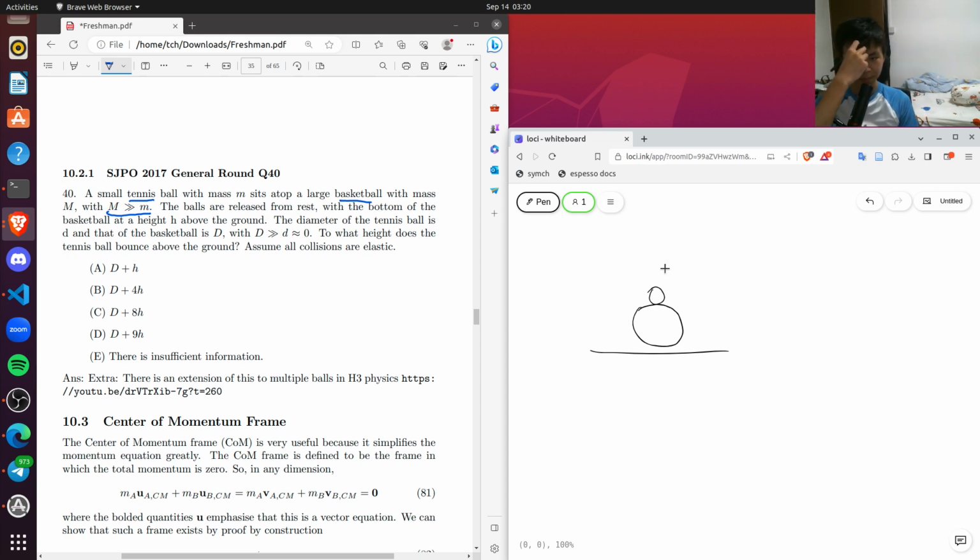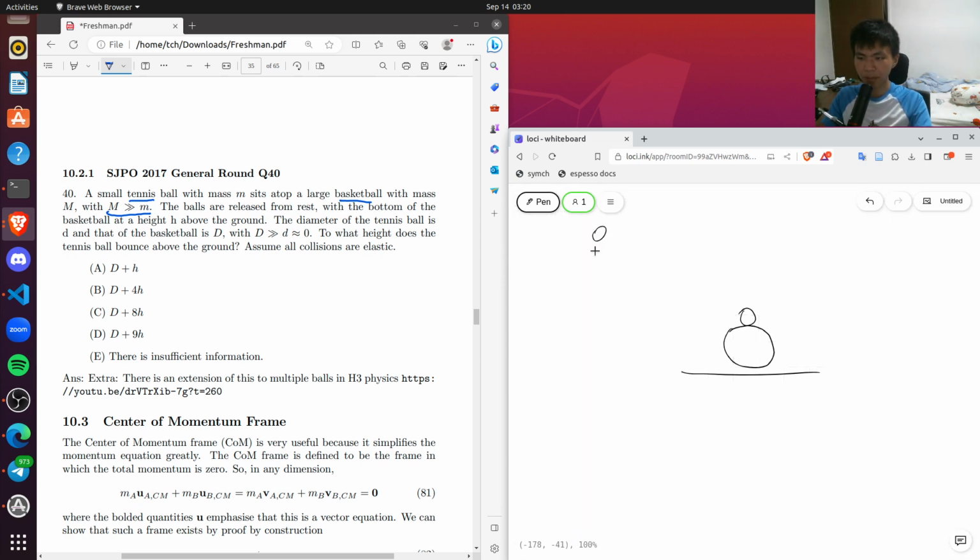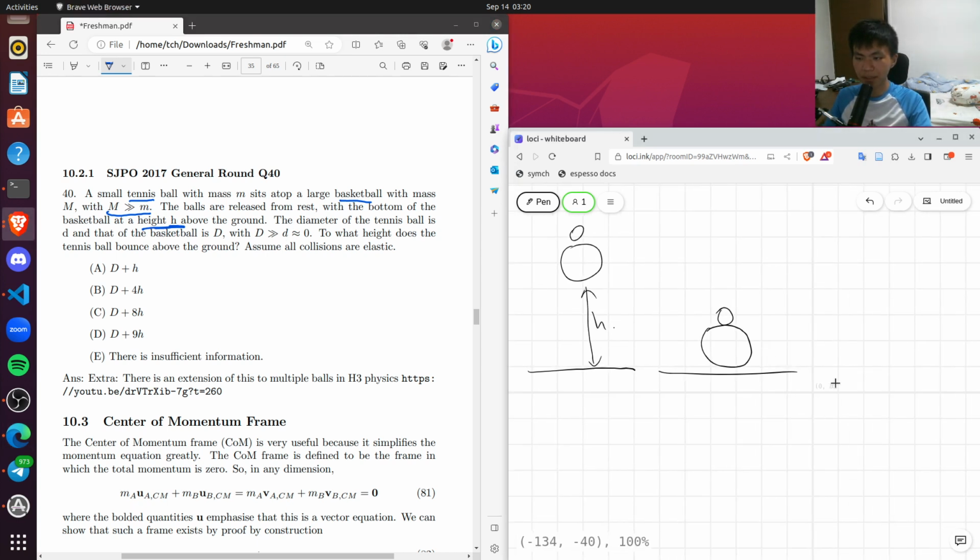Okay, so you can decompose this motion into a couple of parts, right? So the first part is when the ball falls down from a height h. Oh, sorry, the height h, did they mention? Oh yes, here, height h. When the ball falls down from a height h, it falls down.